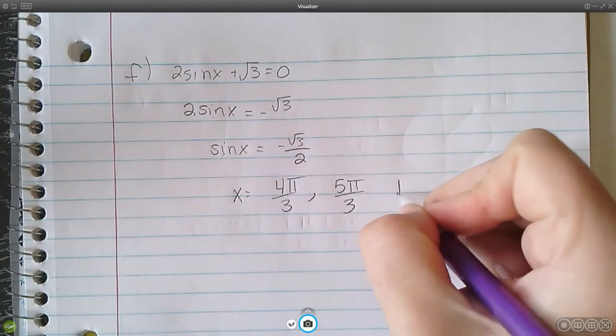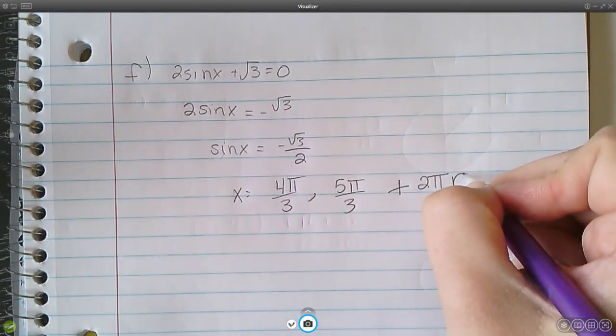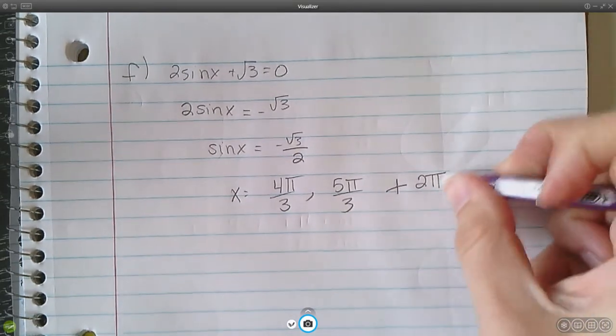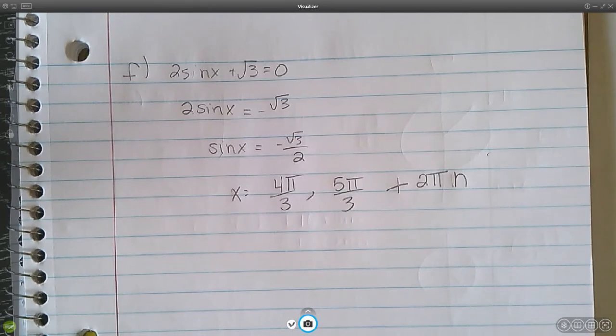And those are both plus 2 pi n. Don't forget, if you have a tangent, you only find one answer and you add pi times n. All right, that's what we got for today.